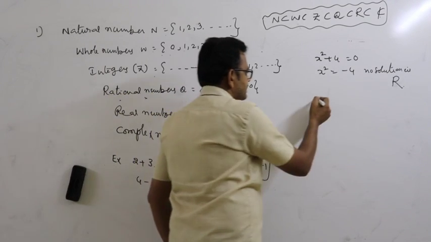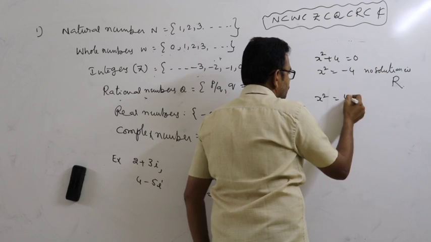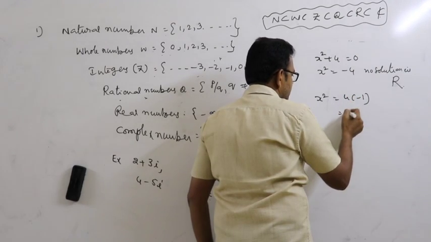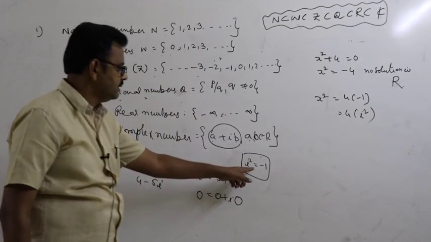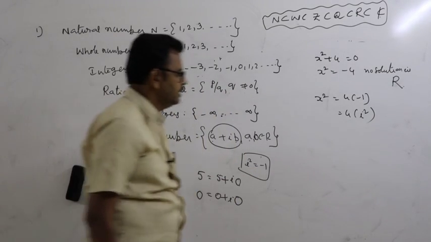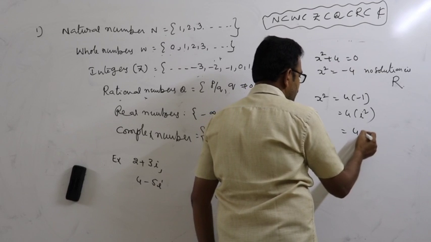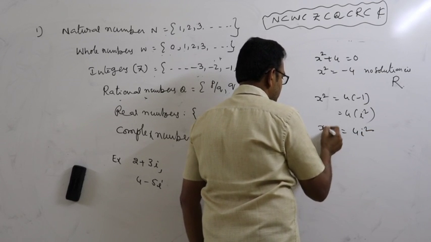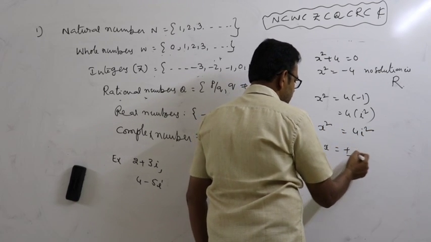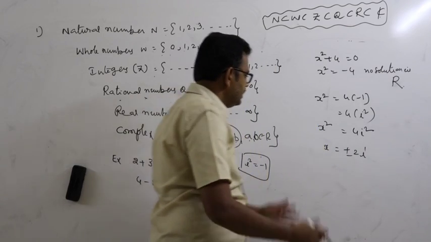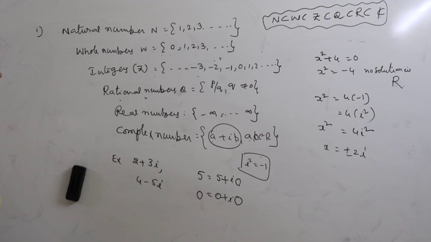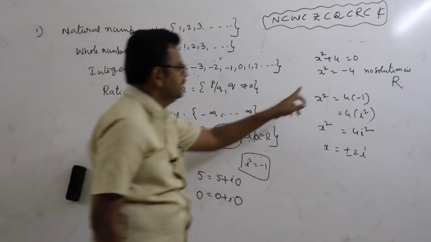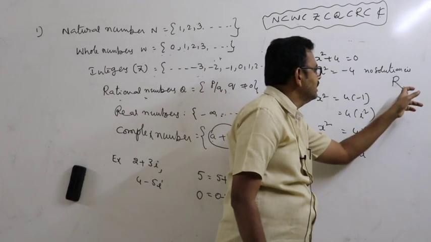See here, x square is equal to 4 into minus 1, that is 4 into i square, because i square is equal to minus 1. Therefore, x square equal to 4i square. Therefore, x equal to plus or minus 2i. So, there is a solution in complex numbers. But there is no solution in real numbers.